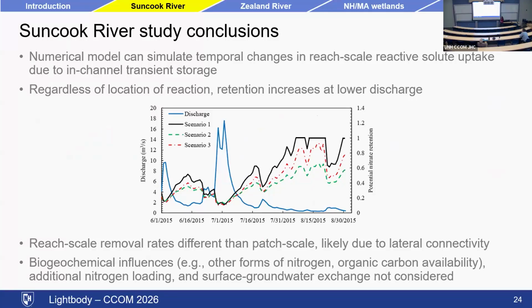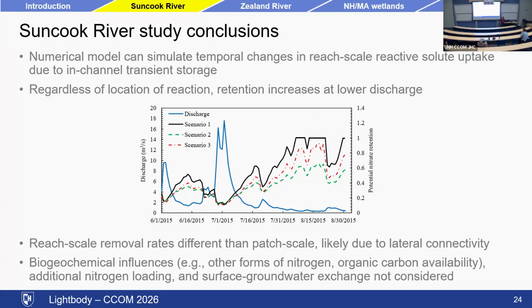So to summarize this study, we used a numerical model to simulate temporal changes in reach scale reactive solute uptake. In general, retention increased at lower discharge, and we can use the curves that we came up with to predict what nitrate retention might have varied temporally over the course of the summer. During July, where we had a very high flow, we would have expected very low retention. But later on in the summer, as we got summer low flows, retention rates were expected to have increased.